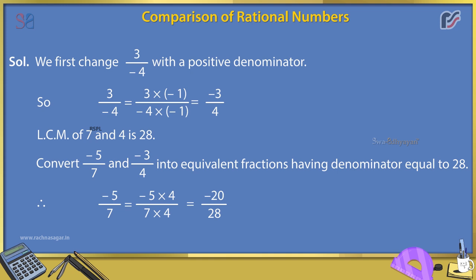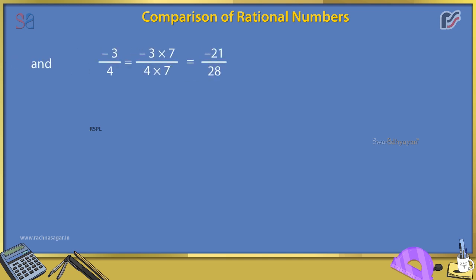Therefore, minus 5 by 7 is equal to minus 5 into 4 by 7 into 4, which is equal to minus 20 by 28. And minus 3 by 4 is equal to minus 3 into 7 by 4 into 7, which is equal to minus 21 by 28. Since minus 20 is greater than minus 21, minus 20 by 28 is greater than minus 21 by 28. This implies that minus 5 by 7 is greater than minus 3 by 4.